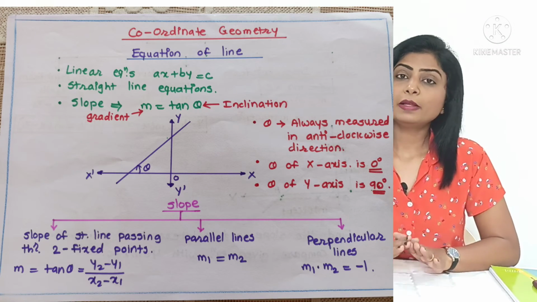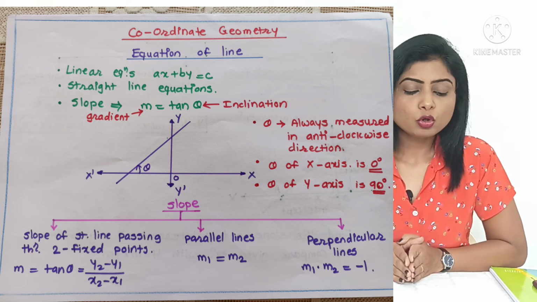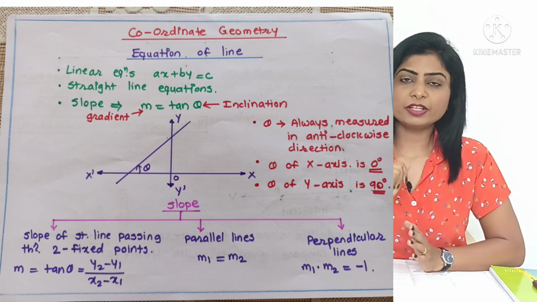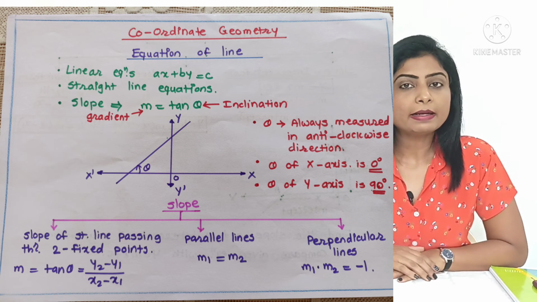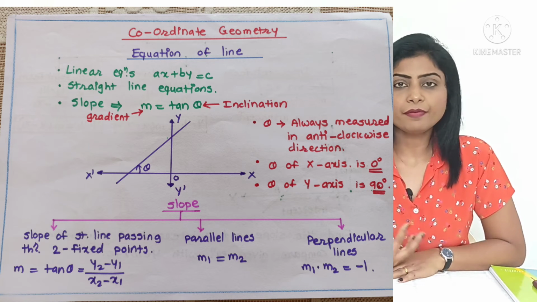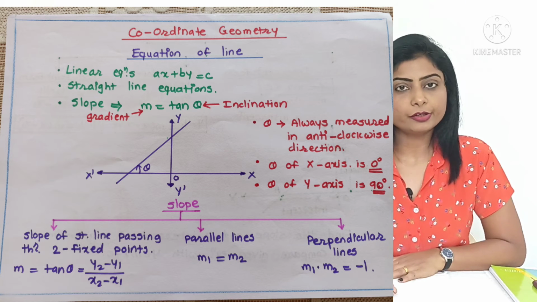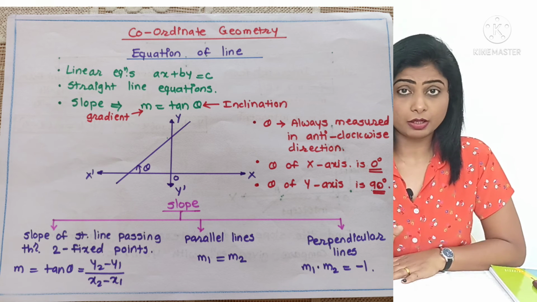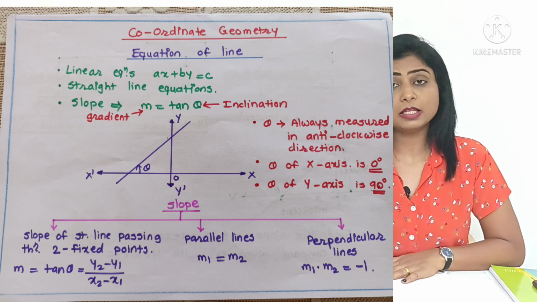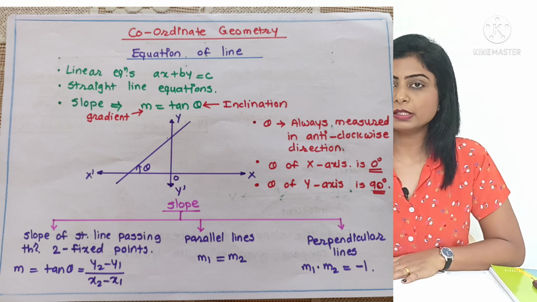In order to calculate slope, there are 3 methods. First, slope of a straight line passing through 2 fixed points. So A and B are the 2 points and you have to find the slope of that line. In that case, you will have coordinates of A and coordinates of B. Slope will be (y2 minus y1) upon (x2 minus x1). That is your tan theta. Slope m is equal to tan theta is equal to (y2 minus y1) upon (x2 minus x1).